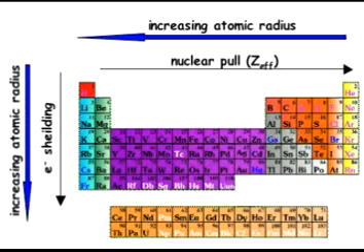Electron shielding and nuclear pull are two concepts that will explain all trends in the periodic table. Just keep in mind that right now in this pre-lecture we're only showing how it affects atomic radius. Try and use these two concepts, electron shielding and nuclear pull, to explain other trends in the periodic table that you will learn about.